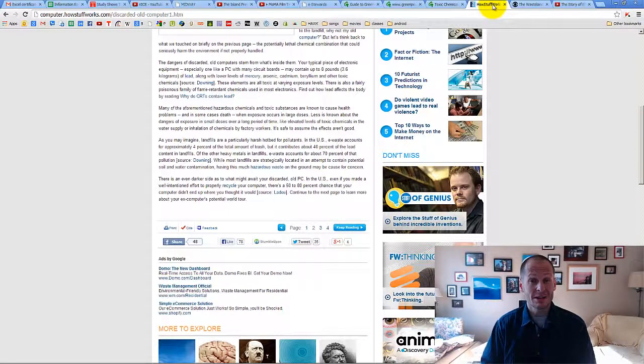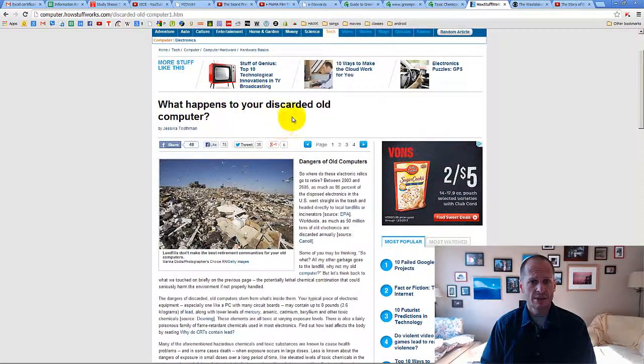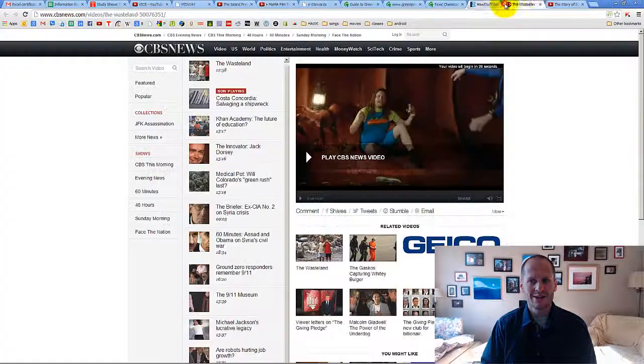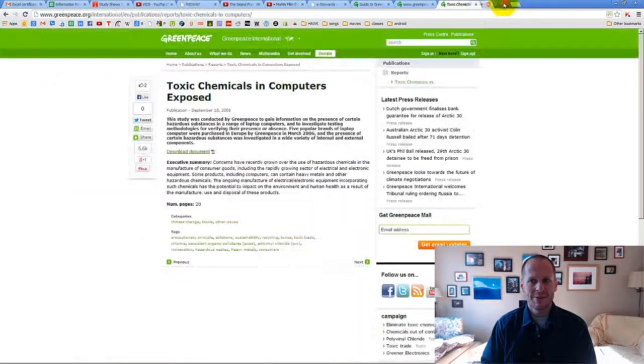because there's a lot of toxic materials and chemicals inside our computers. So mercury, arsenic, cadmium, beryllium, other toxic chemicals, right? Lead, right? Here's what happens to your discarded old computer. Here you can see a pile of trash, a landfill, right? That's how stuff works. And then Greenpeace also did a study, toxic chemicals in computers.